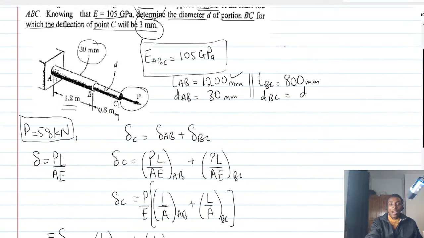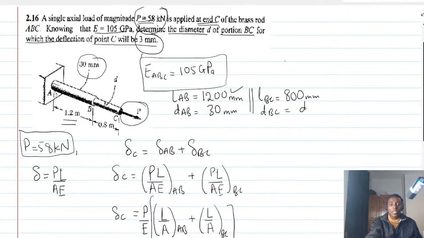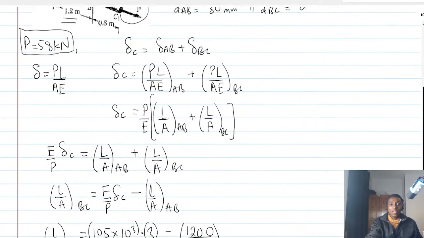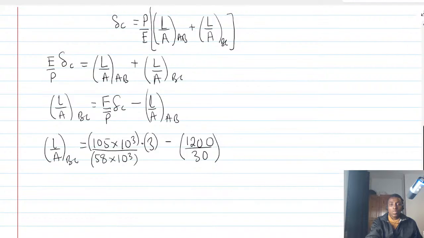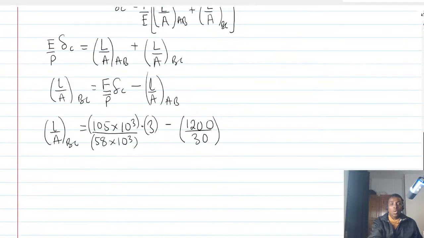So now that we have everything that we need, someone should compute this for us: the length over the area for BC, and then punch everything here on the calculator. What are you going to get? Someone should do that for us.